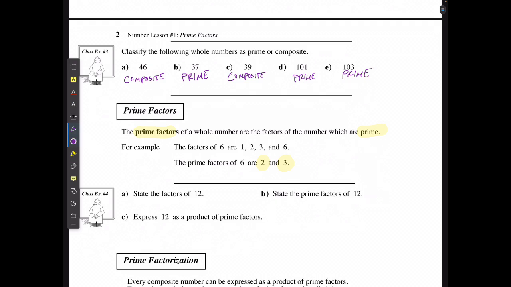So if I stated all of the factors of 12, 12 is divisible by 1, 2, 3, 4, 6, and 12. It has 6 different factors. But if I'm listing just the factors that are prime, the only two prime number factors here are just 2 and 3.